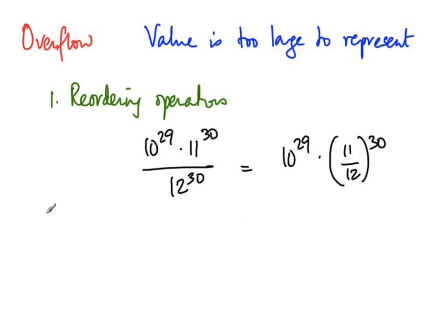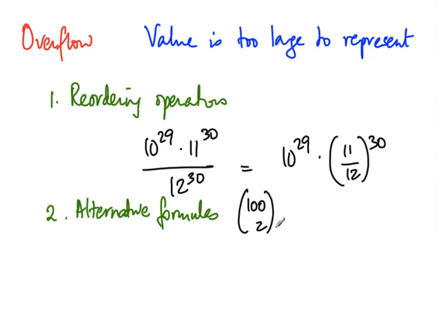The other possibility is to actually use alternative formulas. Right? So if you want to compute say 100 choose 2, right? So the naive computation says that this is 100 factorial divided by 2 factorial times 98 factorial, right? Now 100 factorial, 98 factorial are very large numbers. So if you actually explicitly compute them, you will have an overflow. But you know that in this there's a lot of cancellation, because 98 will cancel out 98 factorial on the top. So actually this is only 100 times 99 divided by 2.